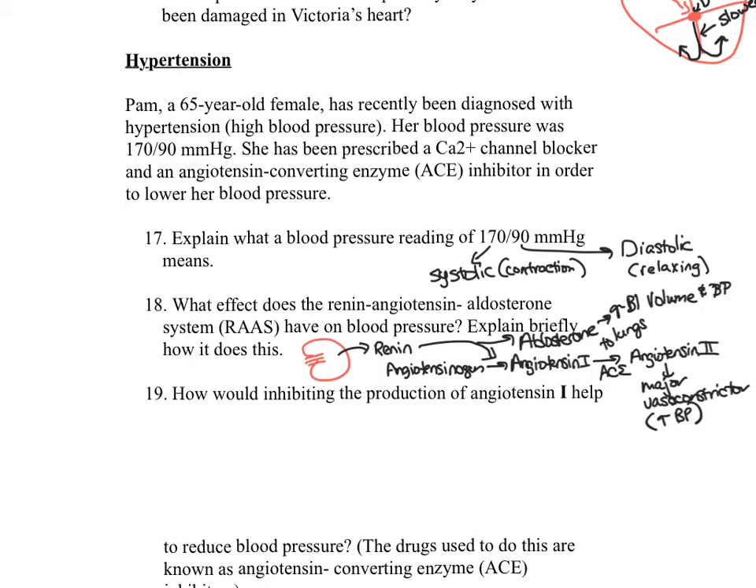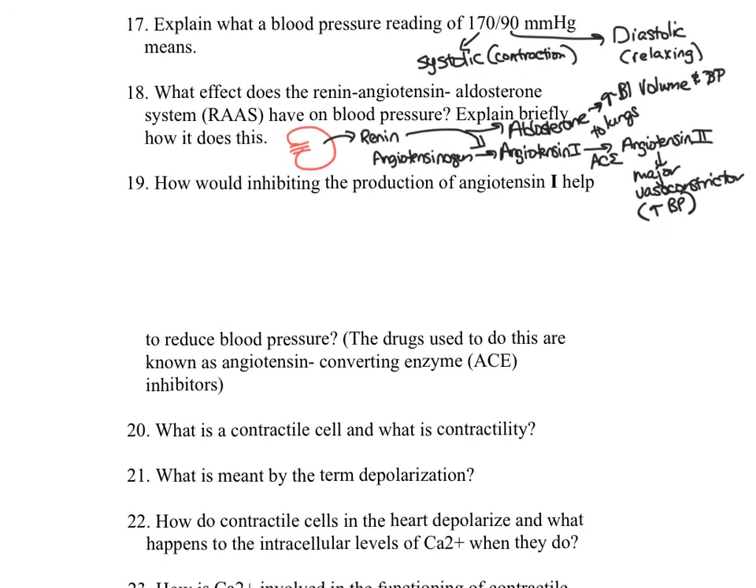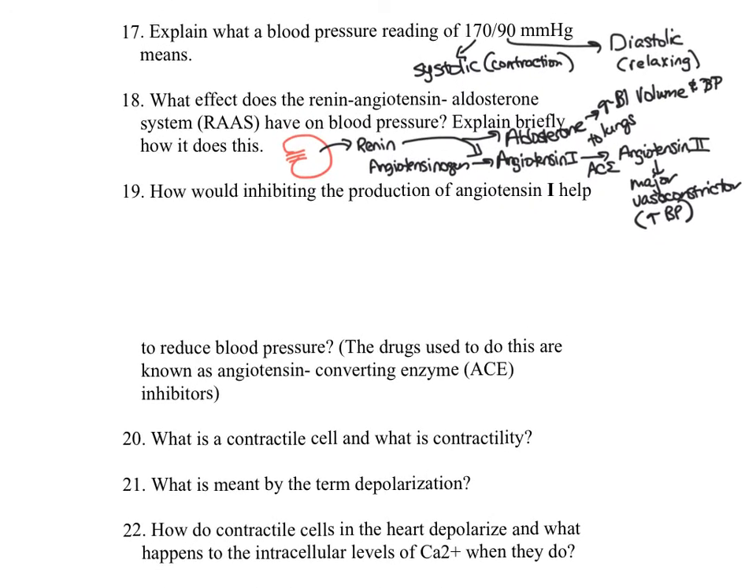Number 19, how would inhibiting the production of angiotensin 2 help to reduce blood pressure? Okay, so the drugs used to do this are known as angiotensin converting enzyme inhibitors. So basically, if an ACE inhibitor is used, then angiotensin 1 cannot convert to angiotensin 2. And like I said, angiotensin 2 is a major vasoconstrictor. So an ACE inhibitor, which will not allow angiotensin 2 to be produced, will then inhibit vasoconstriction. And so that's going to reduce blood pressure.